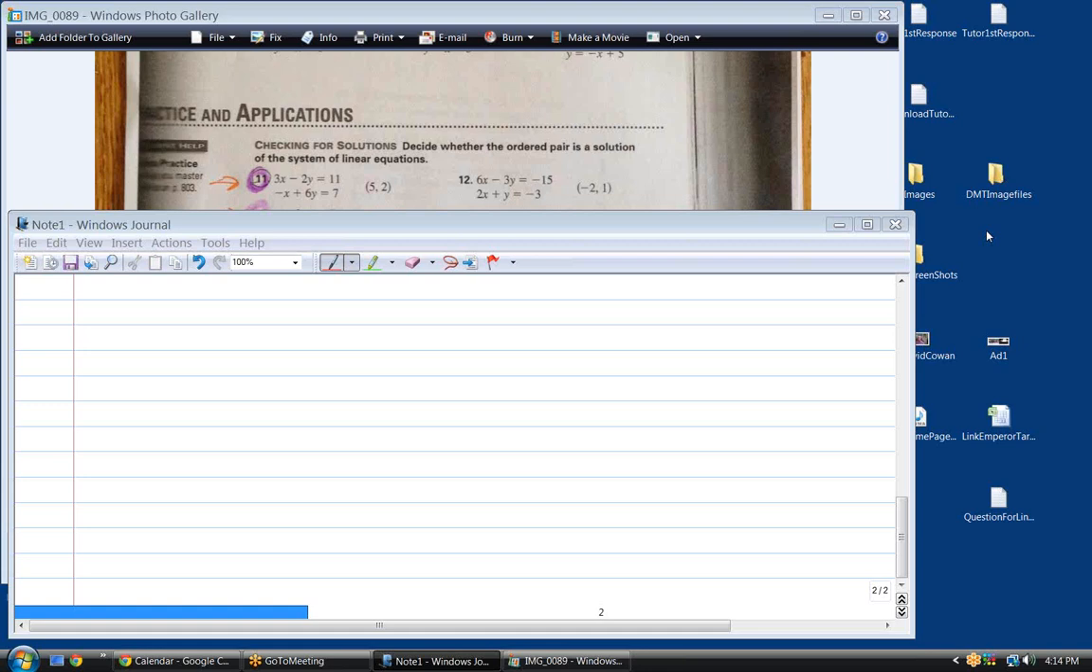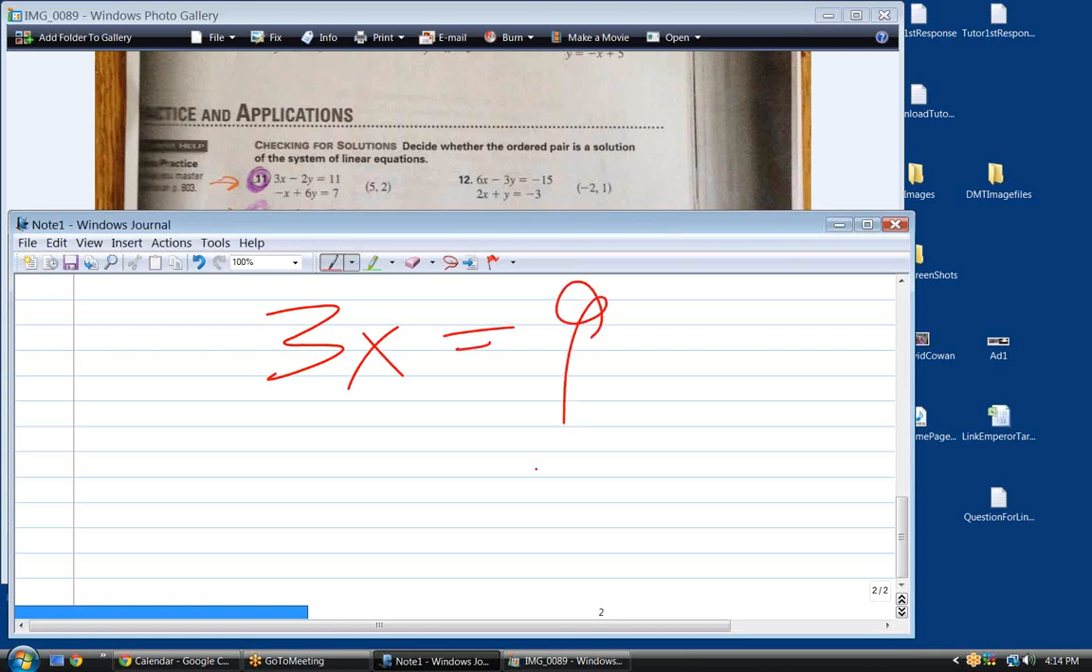All right, Patrick. Let's talk about equations. If I told you that 3x equals 9, that's one equation and has one variable. We can always solve for it. What's x equal? It would equal 3.